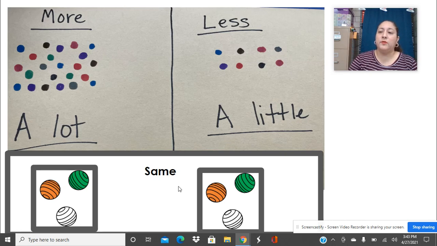And then the new word that maybe we haven't talked about a lot is same. Same is also like they are equal. So whatever you have in one group, you have it on the other group. So here we have a group with 3 balls, and then this group has 3 balls. So 3 and 3 is the same. They're equal or they're the same, okay? So we're going to be looking at different groups, and we're going to decide which one has more, which one has less, or maybe which one has the same amount or the groups are equal, okay? So let's get started with our activity today.